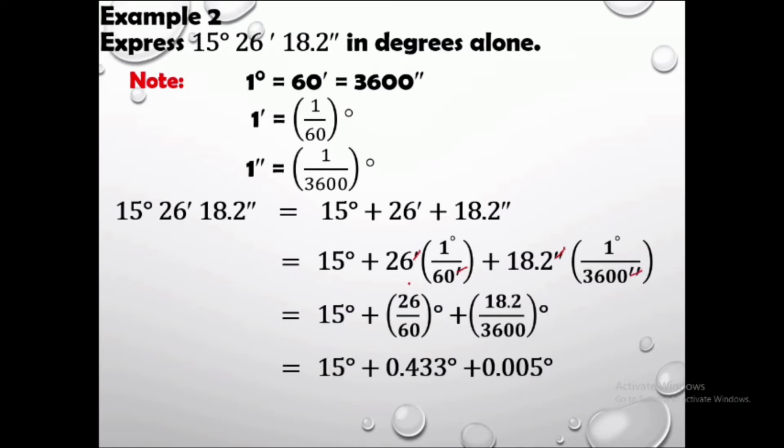Using the calculator, the result of 26/60 degrees is 0.433 degrees and 18.2/3,600 degrees is 0.005 degrees. So, we are going to add the results. Therefore, 15 degrees, 26 minutes, and 18.2 seconds is equal to 15.438 degrees.